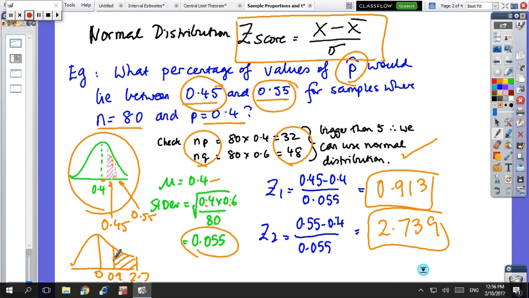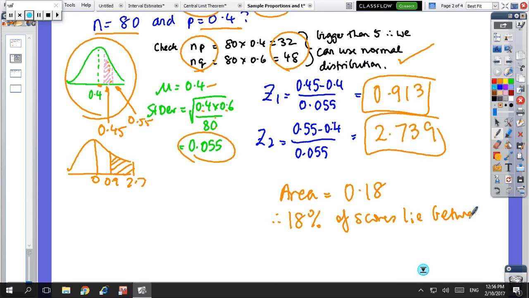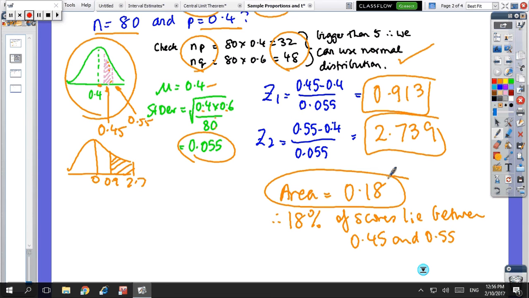And so what we need to do is look up our table of standard values. And if you do that, you'll find that the area equals 0.18. So about 18% of scores lie between 0.45 and 0.55. So you've got to look up your standard normal table that you've still hopefully got. If you haven't, then we'll have to print it out again. But so you've got to find the area behind 0.913, the area behind 2.7, and then subtract those two numbers, and that gives you 0.18. Okay, copy and come across.